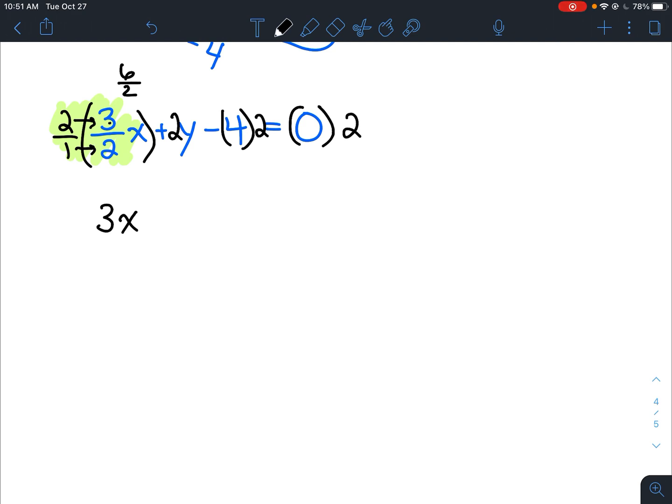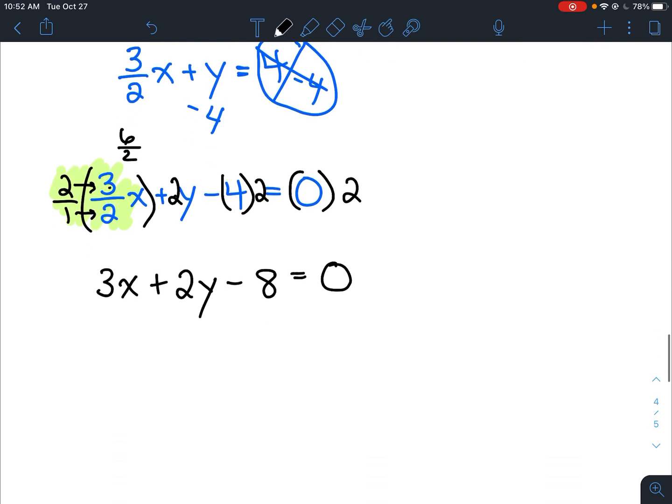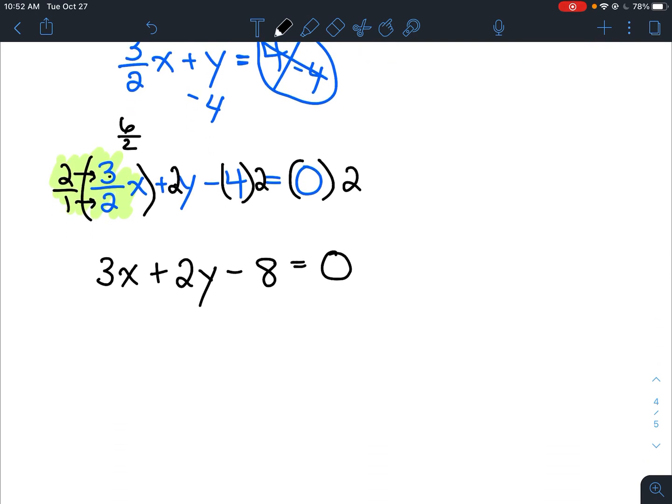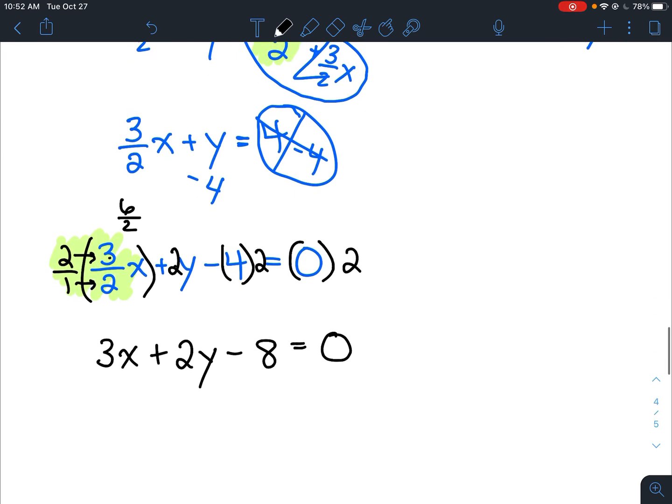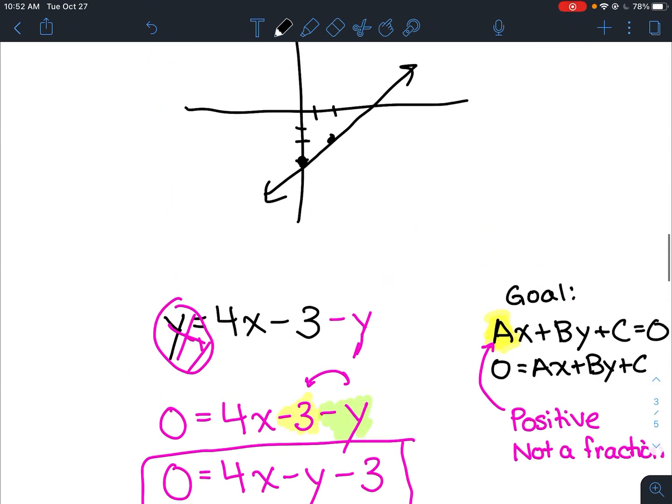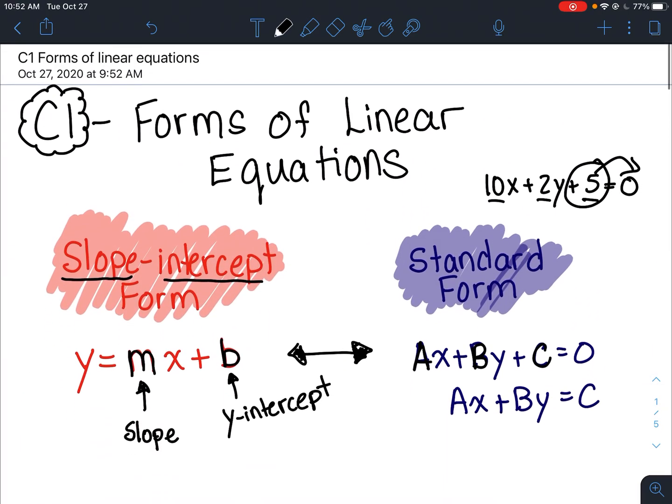Okay, and then the next term is 2 times y, so that is 2y, minus 4 times 2, which will be 8. And then 0 times anything is going to be 0, so 0. And we're done. So that's how you get rid of a fraction in the a value. All right, cool. So that's how we convert between slope-intercept and standard form, and the other way around. The end.